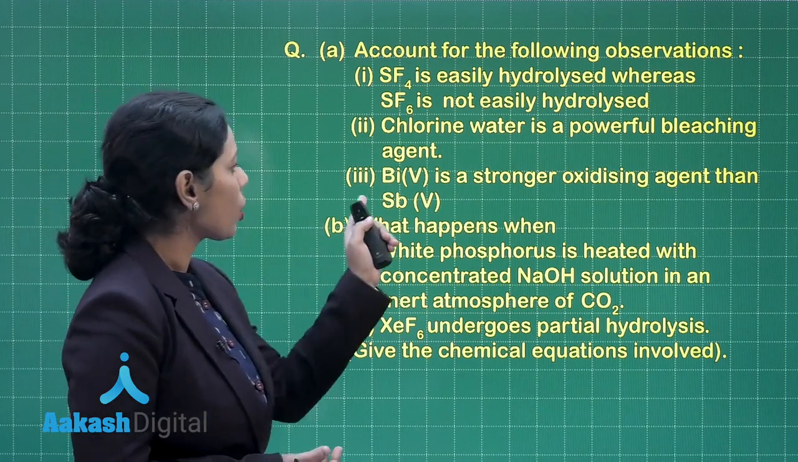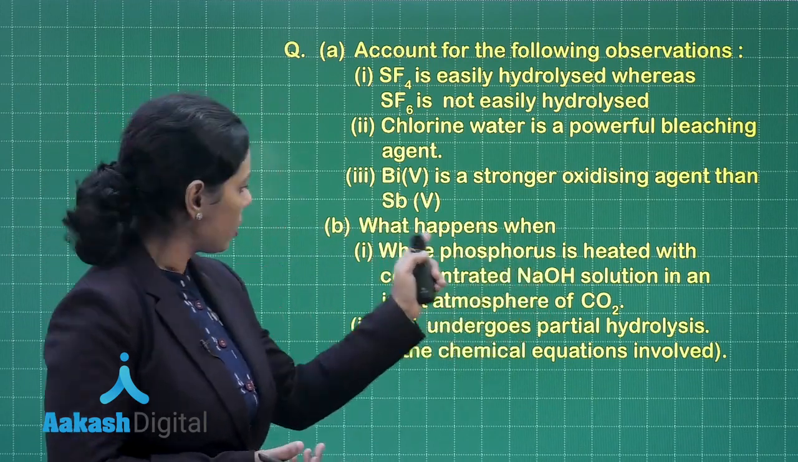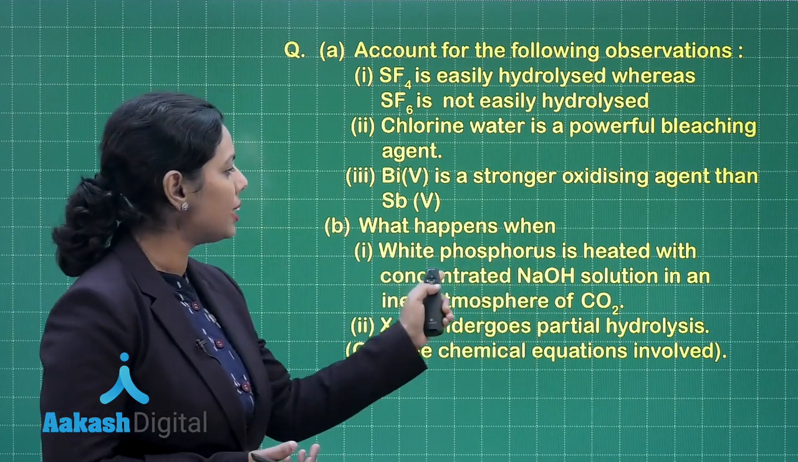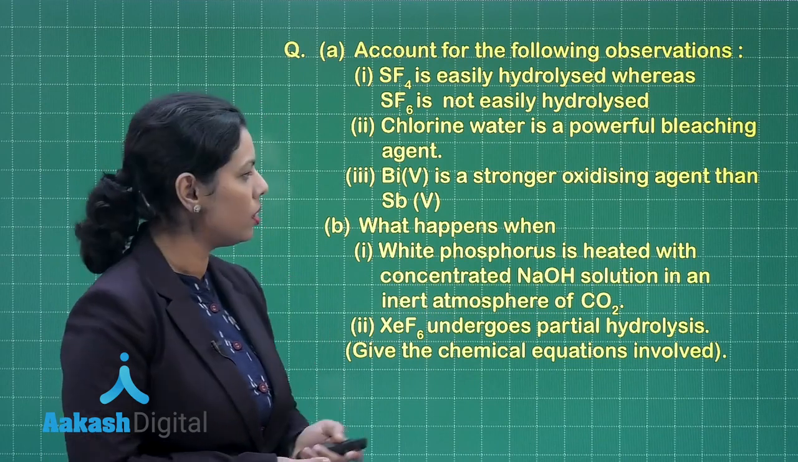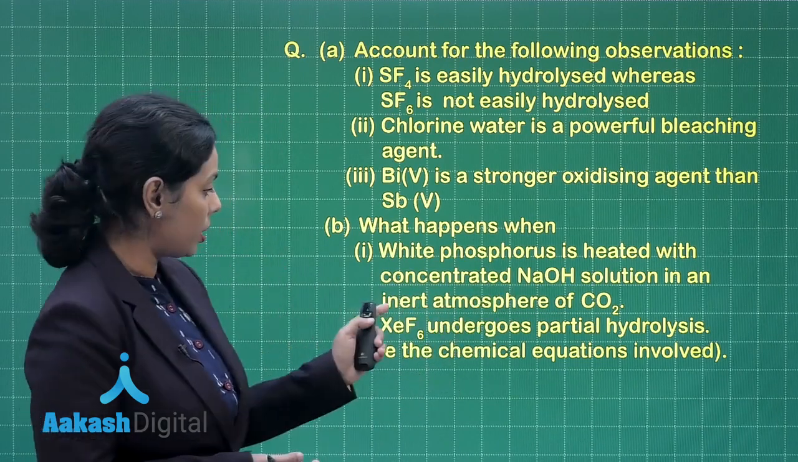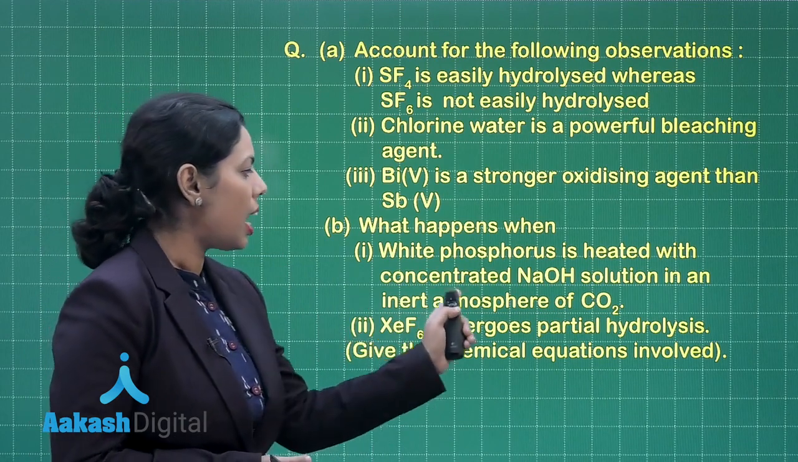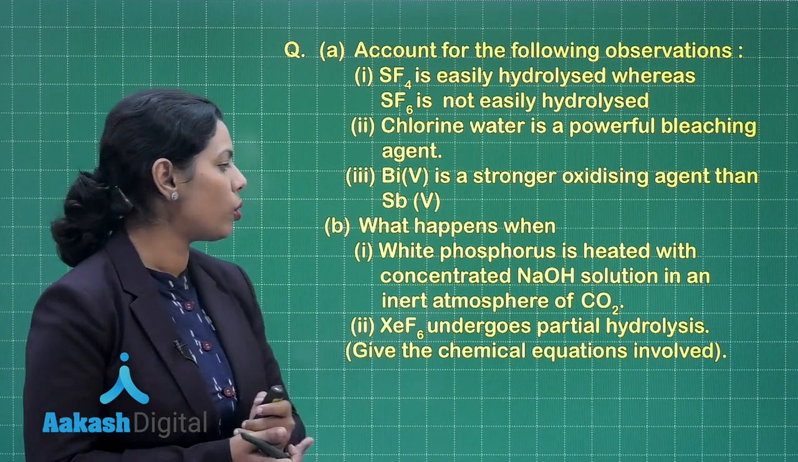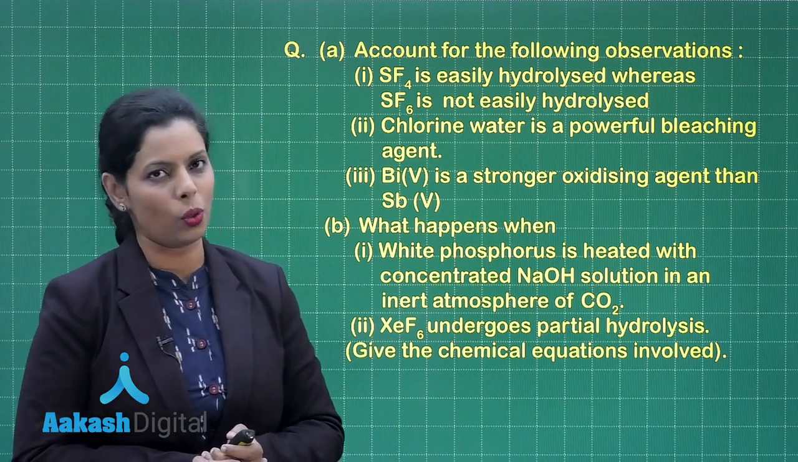In part B, what happens when? First, white phosphorus is heated with concentrated sodium hydroxide solution in an inert atmosphere of carbon dioxide. Further, XeF6 undergoes partial hydrolysis, and in this case we have to write the chemical reaction taking place also.